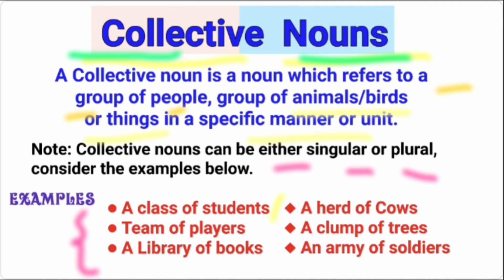A class of students, this is the best example for you. In a class, not a single student. A single student can never make a class. When there are many students, more than one, the group of students makes a class. And the second one is a team of players. A single player can never make a team. When there is more than one player, they make a team. So a team is a group of players.